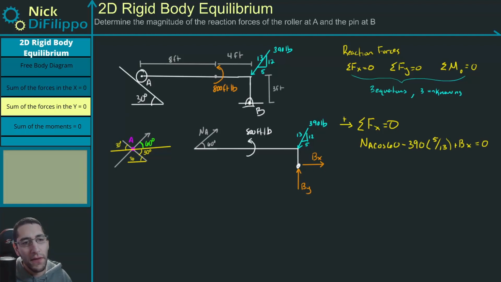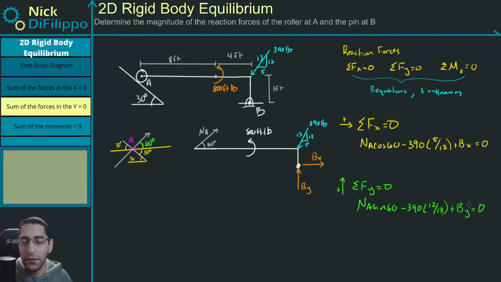Now let's look at the sum of the forces in the y. Anything up is going to be positive. Let me write the whole equation. The sum of the forces in the y is equal to 0. I have NA times the sine of 60. That's this force over here. Then I'm going to have minus 390 times 12 over 13. That's the y component of this force right here. And then I have plus By.